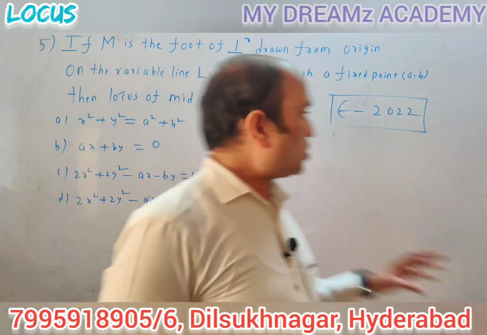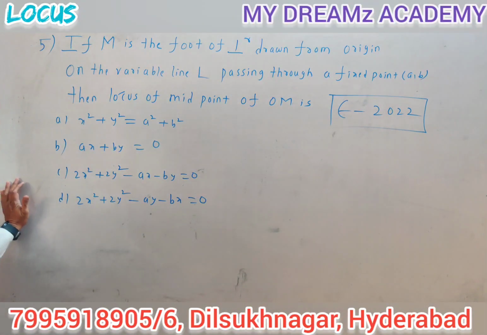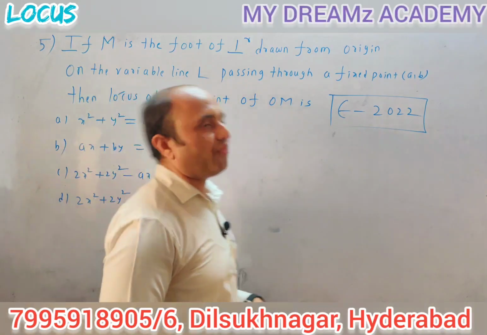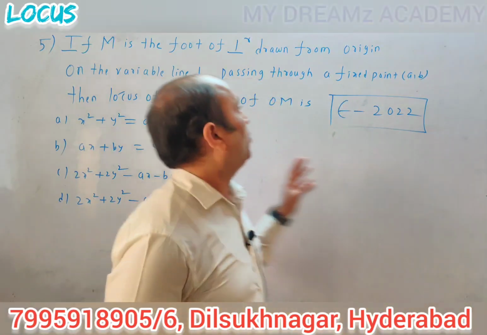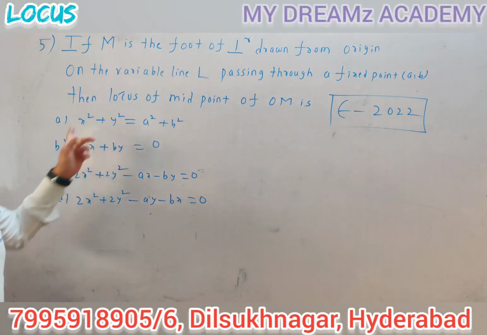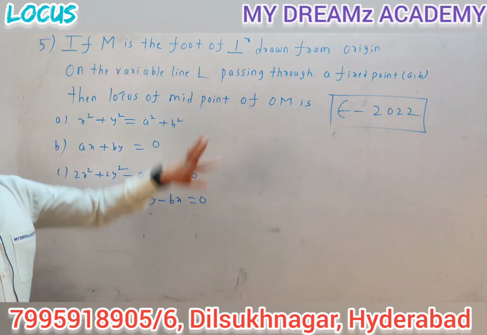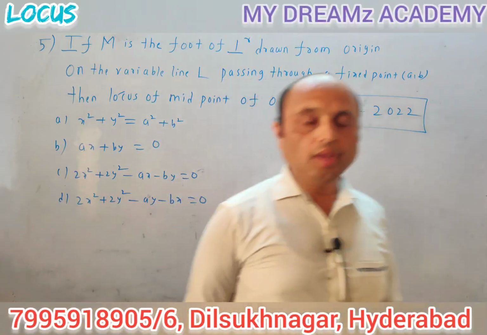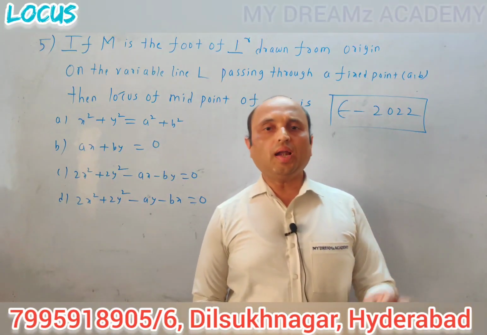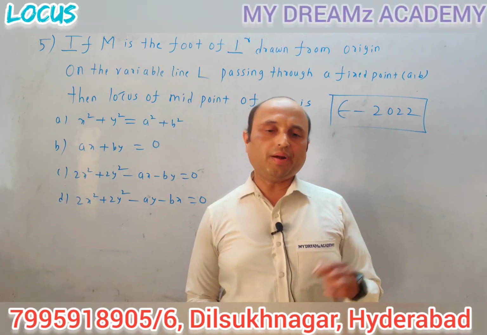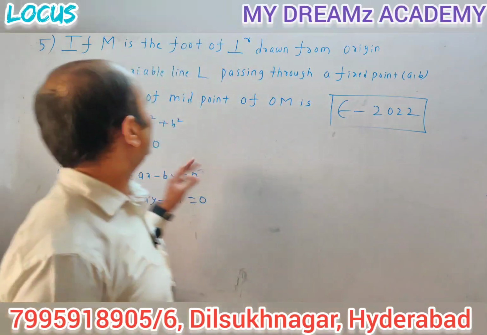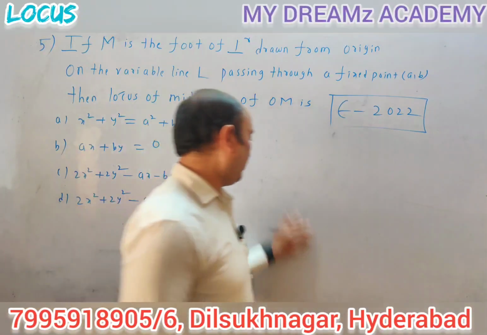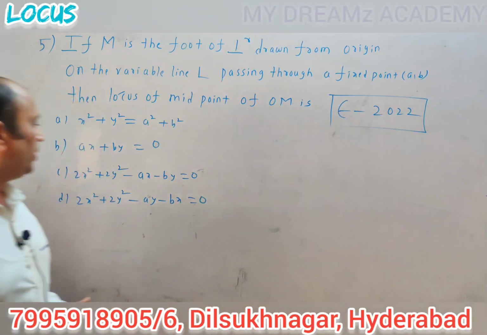So this is the next question, from the locus. If M is the foot of perpendicular drawn from the origin on the variable line L passing through the fixed point (a, b), meaning our required line is passing through (a, b), then find the locus of the midpoint of OM.